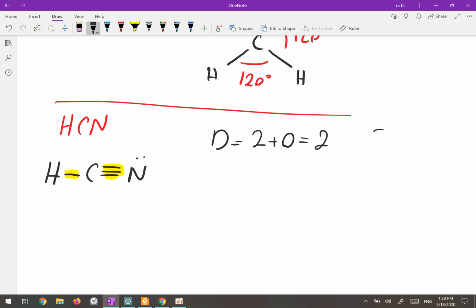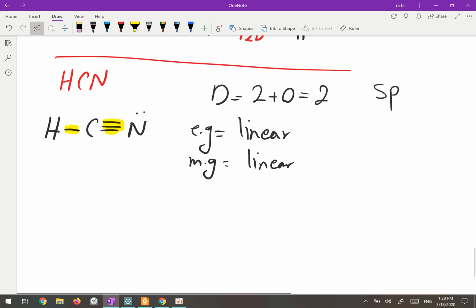When the domain is 2, the hybridization is sp. For sp hybridization, the electronic geometry is linear, and the molecular geometry or shape of the molecule is linear as well. We don't have a lone pair, so they are the same. You have the central atom. For linear geometry, you just need to draw two domains opposite to each other, 180 degrees relative to each other. But in this case, one of the domains is the triple bond to the nitrogen, the other one with the hydrogen.